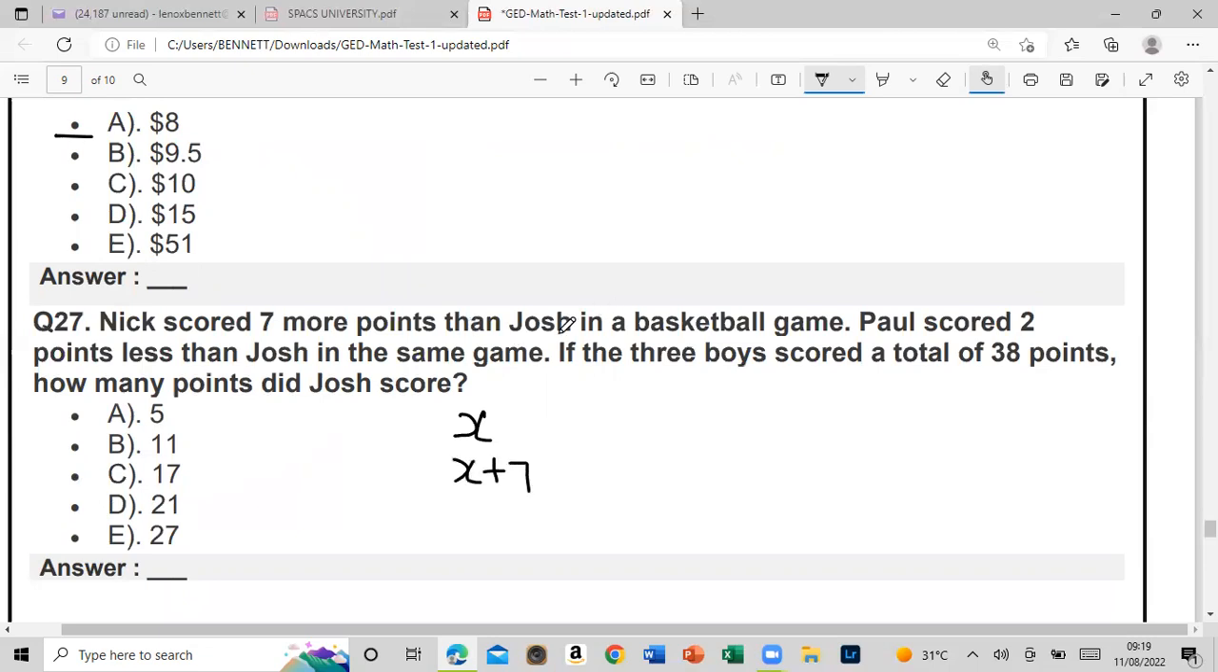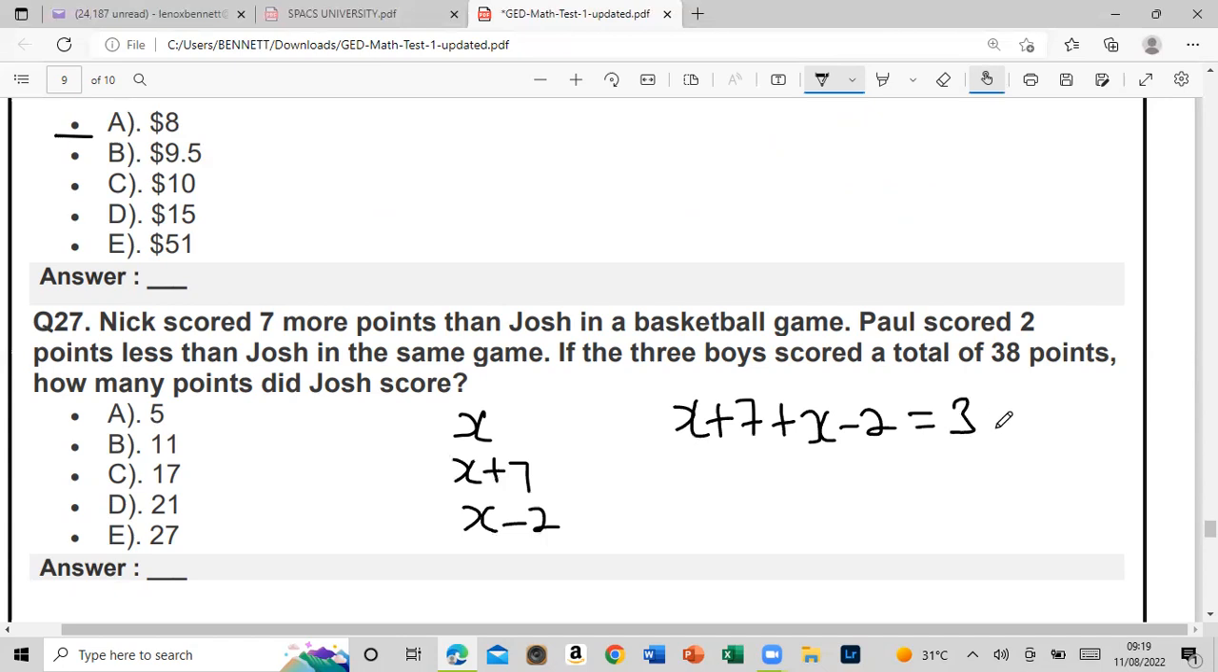Paul scored 2 points less than Josh, so that is X minus 2. And all together, they scored 38. So if we form the equation, very nice question: X plus 7 plus X minus 2, and that must equal 38 points.